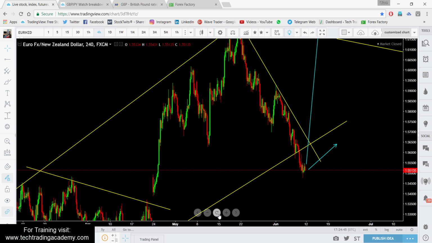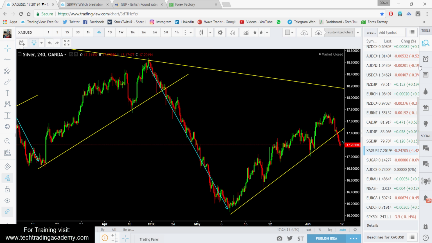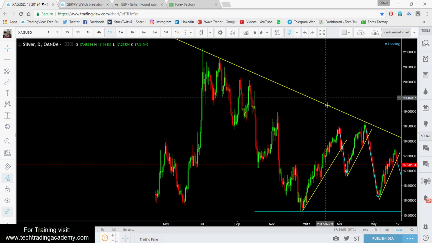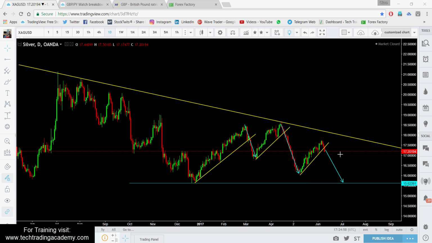All right, so this is the Euro New Zealand dollar. CAD Yen, not interested. Silver, we are going to get to the bottom again. So I'm not interested to sell silver at the moment. We'll see once silver gets to the bottom. We'll see for the upside.